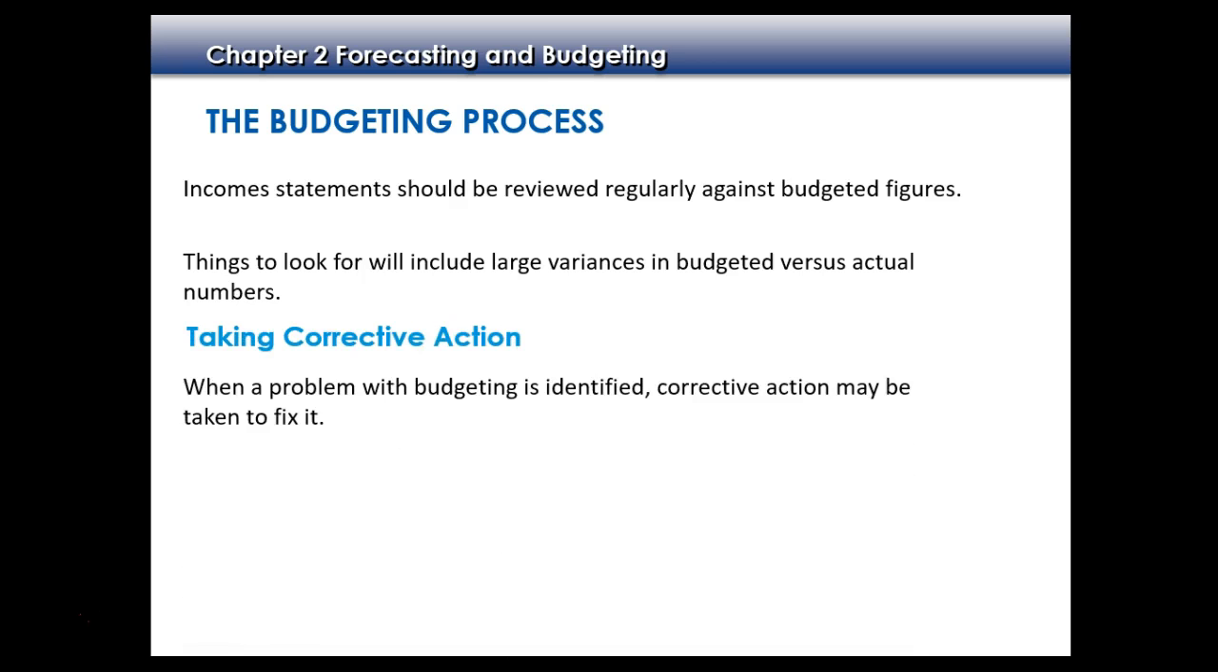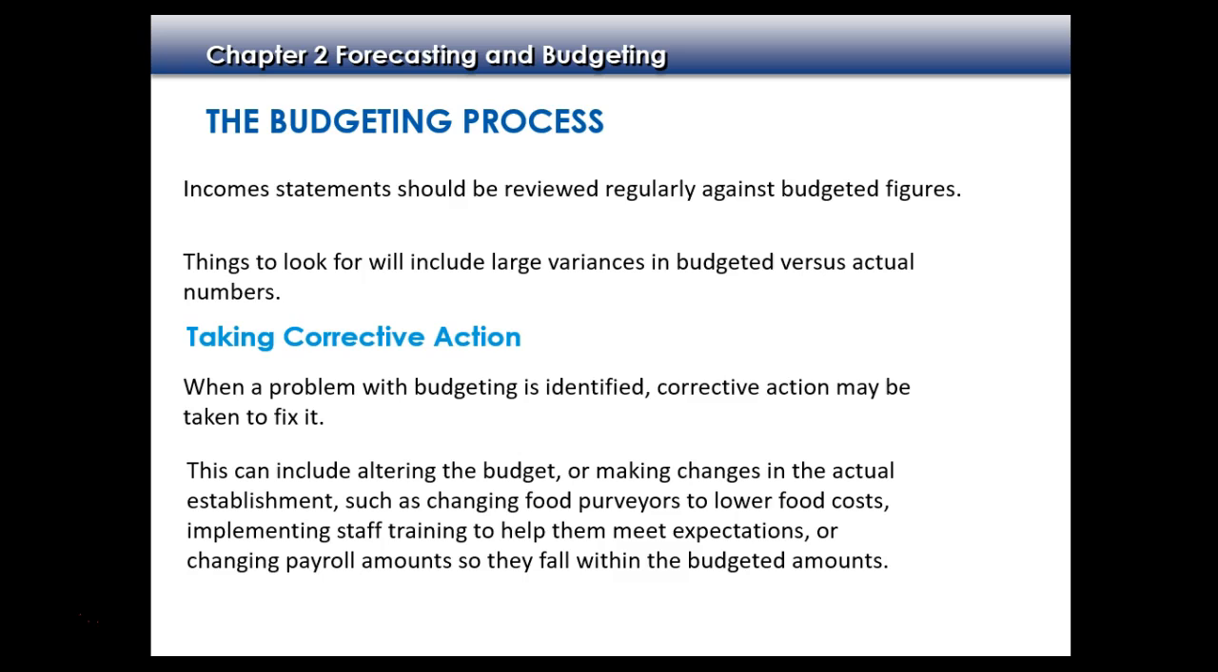When you're taking corrective action, when a problem with the budget is identified, corrective action may be taken to fix it. So that could include altering the budget or making changes to the actual establishment. Such changes could be changing your food supplier to lower food costs, implementing staff training to help meet expectations, or changing payroll amounts so they fall within budgeted amounts. You can also change your menu prices. They didn't talk about that. You can also change your menu itself, where things are positioned in your menu.